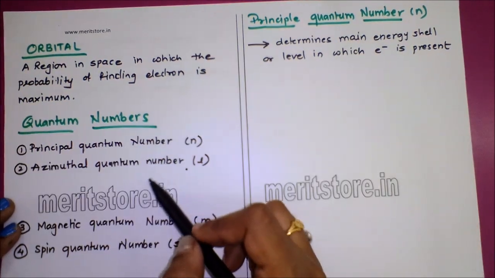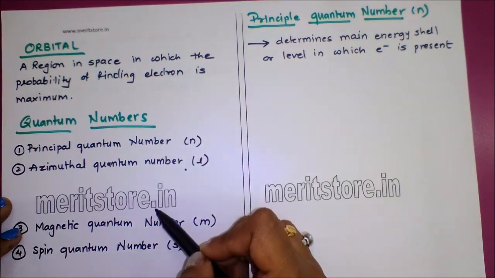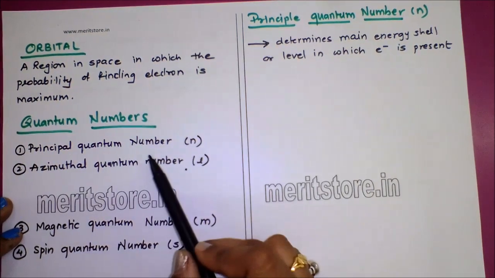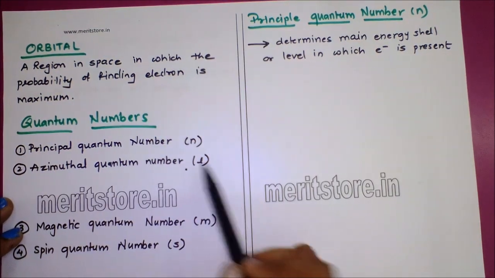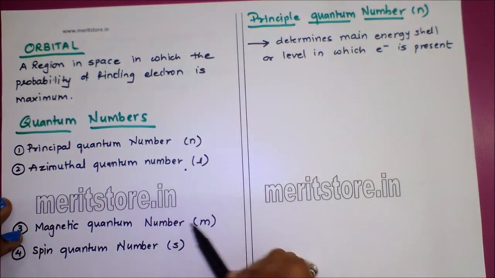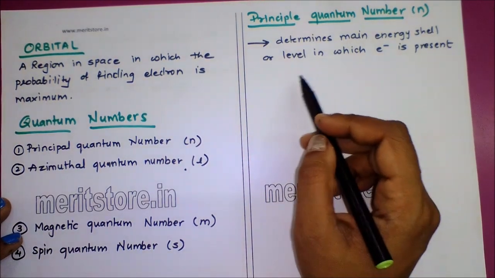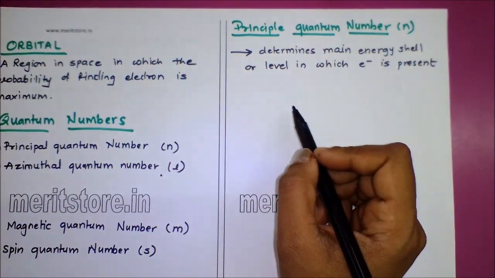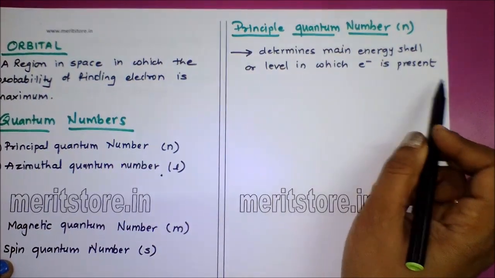These are the four set of numbers which step by step give us idea about the electron and its probability of finding in the particular atom. We have four quantum numbers: principal quantum number denoted by symbol n, azimuthal quantum number l, magnetic quantum number m, and the spin quantum number s. Let us talk about the first one, that's the principal quantum number. This gives us idea about the energy shell or level in which the electron is present.